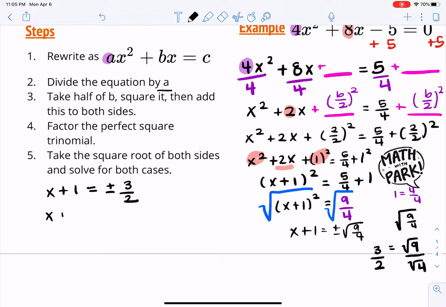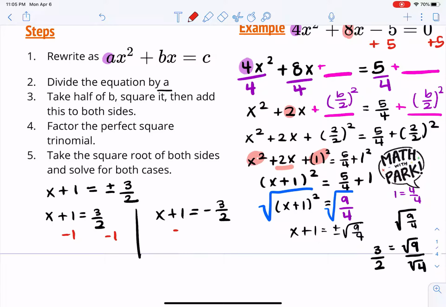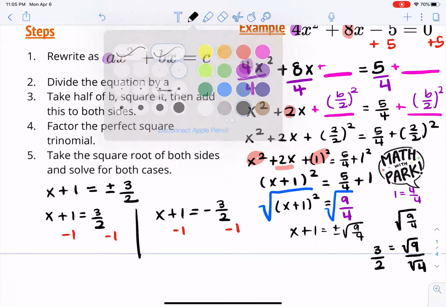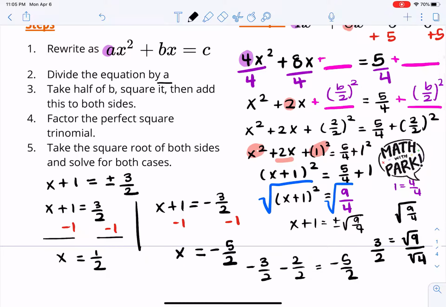Then we do x plus 1 equals 3 over 2, and x plus 1 equals negative 3 over 2. You subtract 1 on each side. Remember, 1 means 2 over 2. So x will equal 1/2, or x will equal negative 3 over 2 minus 2 over 2, which is negative 5 over 2. It's okay to leave it as an improper fraction. So your answer will be x equals negative 5 over 2, comma, 1/2.